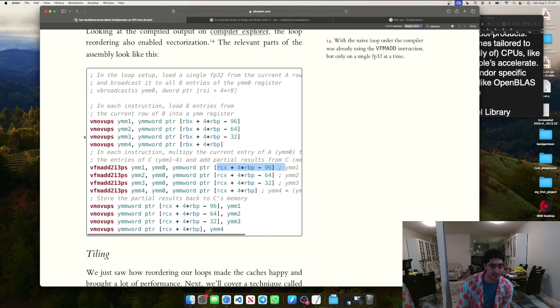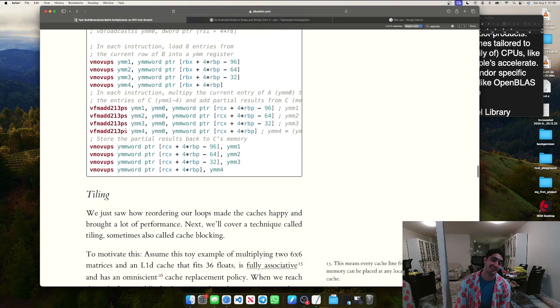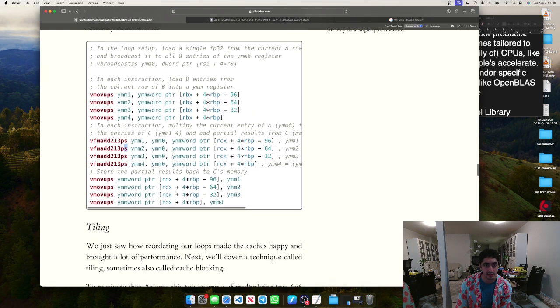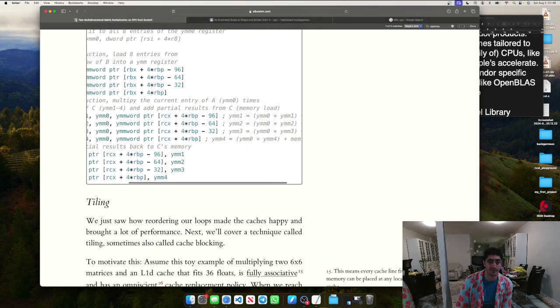This is my first time just saying this. VMOVUPS YMM1, YMMWORD PTR. Looks hard. Yeah, so this is float, it probably adds PS. Maybe we can read these. Initial instruction: load 8 entries from the current row of B into a YMM register. Okay, YMM is the register, obviously, and then you have to load 8 entries. In each instruction, multiply the current entry of A, YMM0, times the entries of C, YMM1 to 4, and add partial results from C.